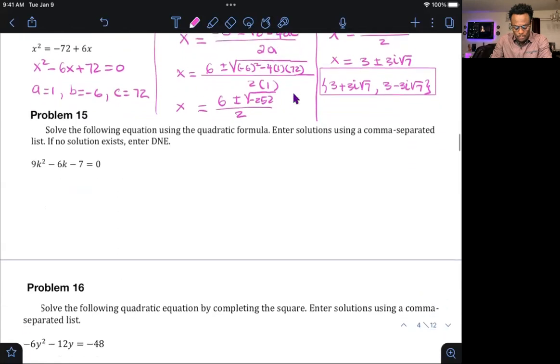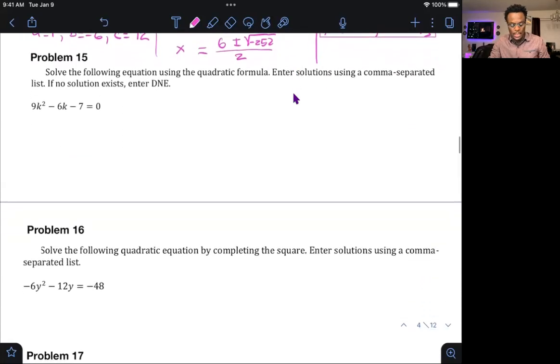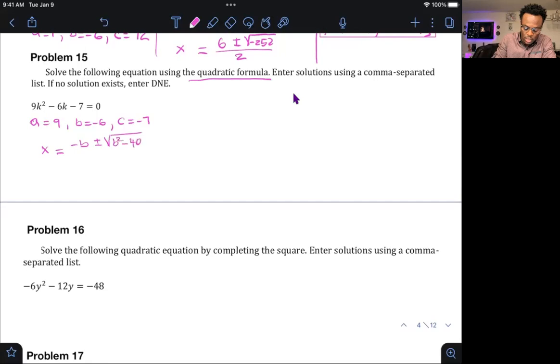Next problem, we want to solve this by using the quadratic formula. A equals, it's already in standard form, so A equals 9, B equals -6, and C equals -7. So the quadratic formula is x equals -b plus or minus the square root of b squared minus 4ac over 2a.